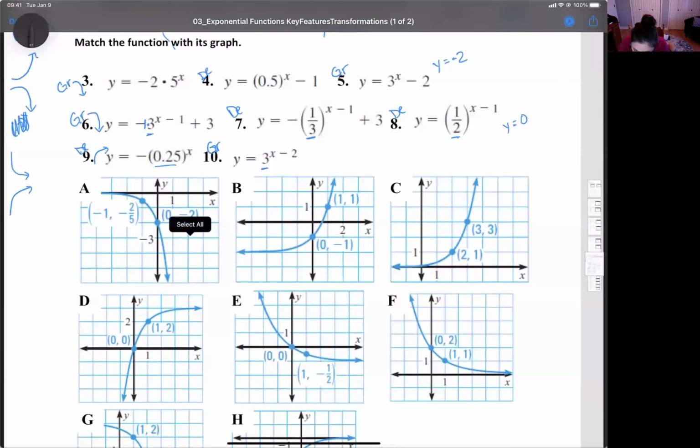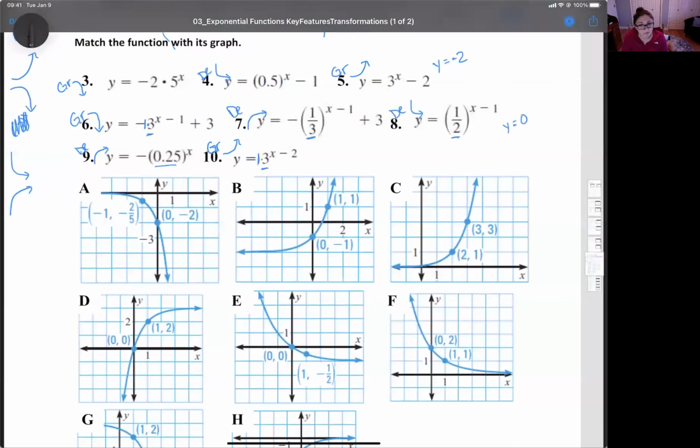Number 4 is a decay function. I don't have a negative leading coefficient here, so this will be your standard decay function. Number 7 has a negative lead coefficient, so we're going to flip that decay function just like we did here. So this will be a flipped decay function. Number 10, since I don't see a lead coefficient, that means it's 1. So this is going to be a standard growth function. Number 5, another standard growth function. Number 8, decay. My lead coefficient is positive, so that's going to be a standard decay function.